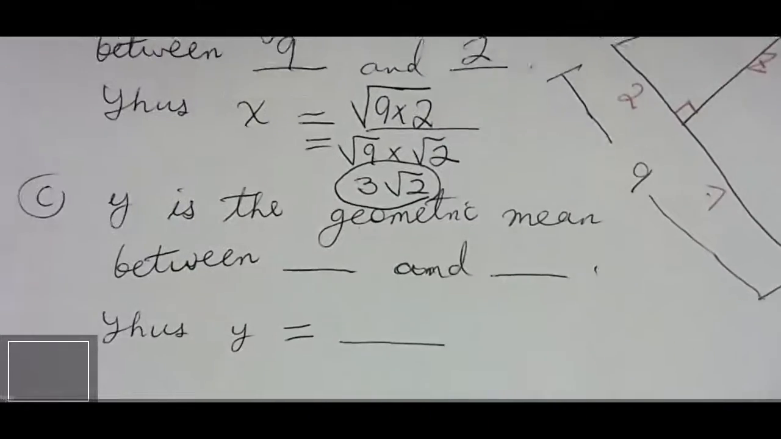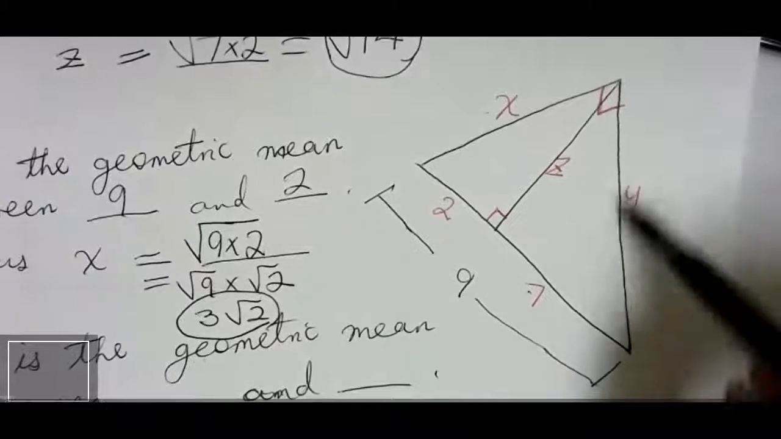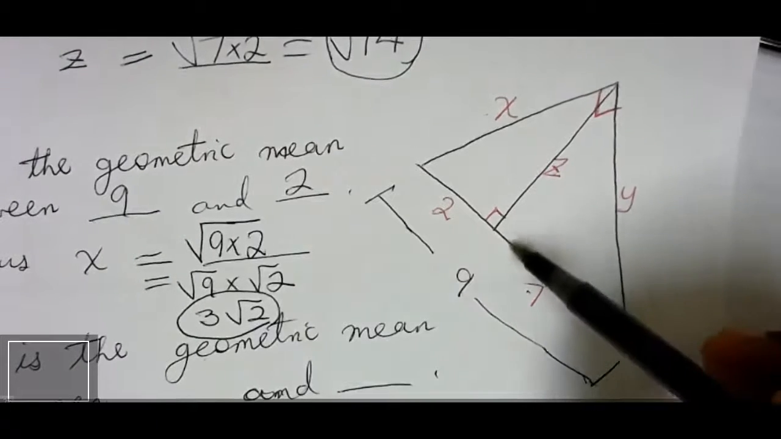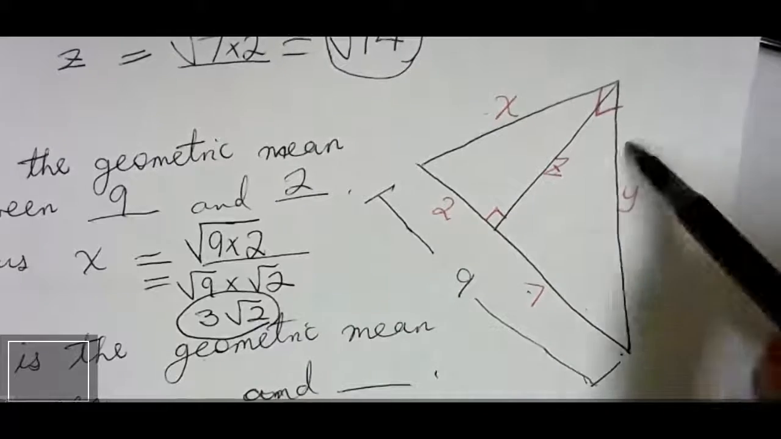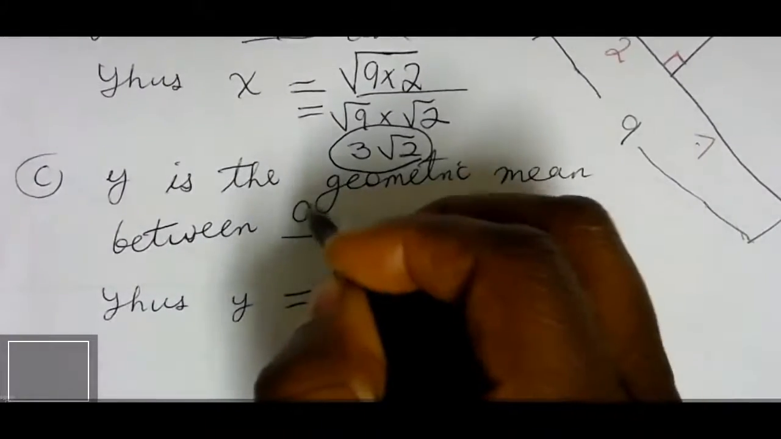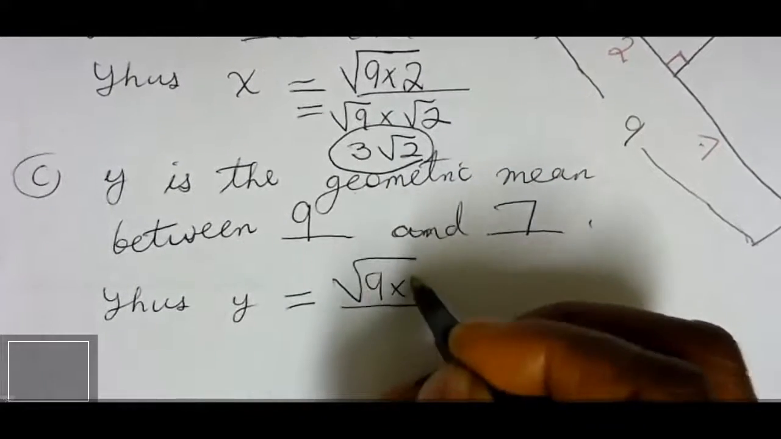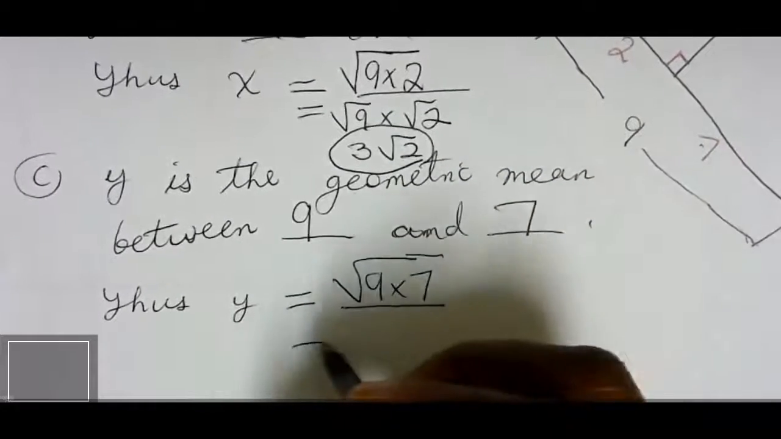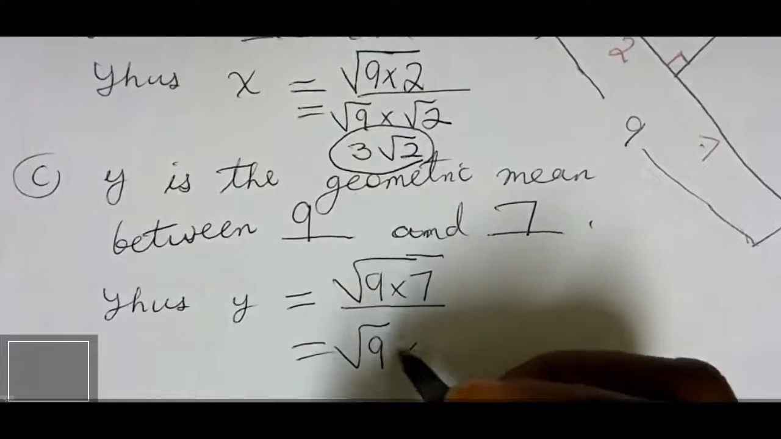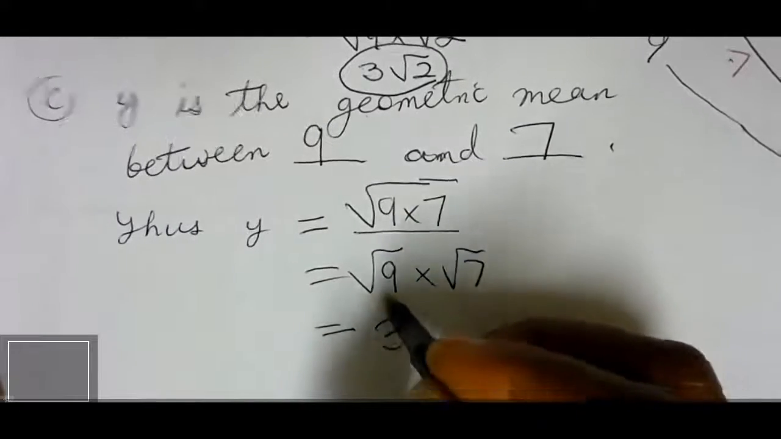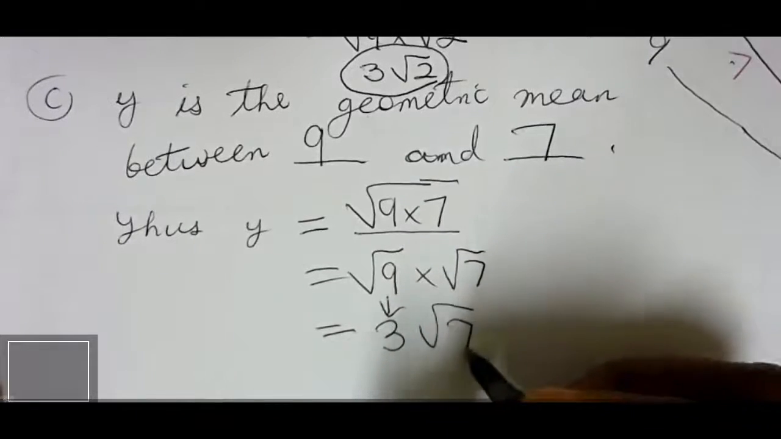Okay, C, Y is the geometric mean of blank and blank. Y is the other leg, so it's going to be the hypotenuse and the part of the hypotenuse that is adjacent to Y. So 9 and 7. So it's going to be the square root of 9 times 7, which is the square root of 9 times the square root of 7. The square root of 9 is 3, and then square root of 7.